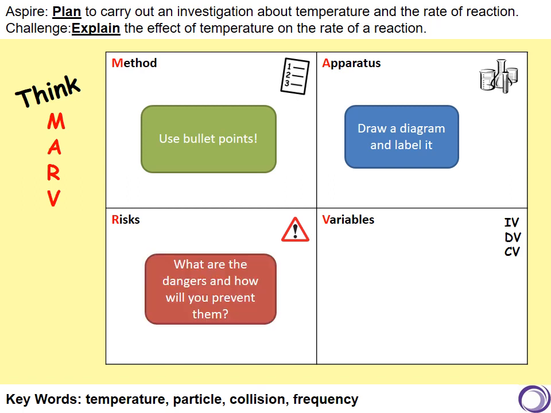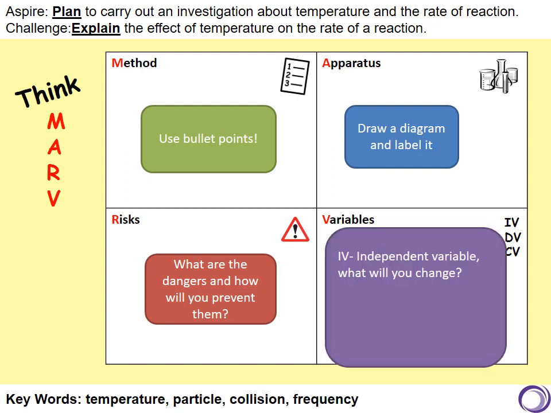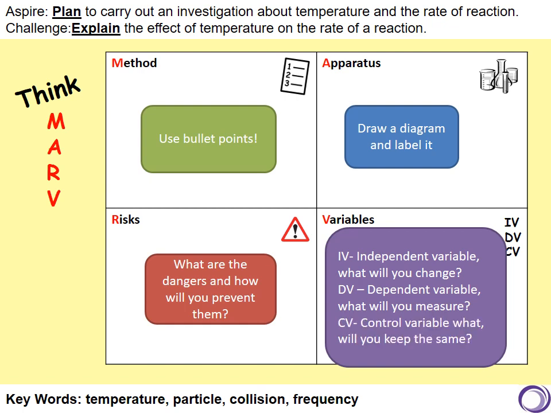Lots of students forget the risks. You need to say what the dangers are, but also how you will prevent them. And then finally, the variables. Our independent variable is what we will change. In this case, that will be the temperature. The dependent variable is what you will measure, and in this experiment that will be the time taken for the cross to disappear.